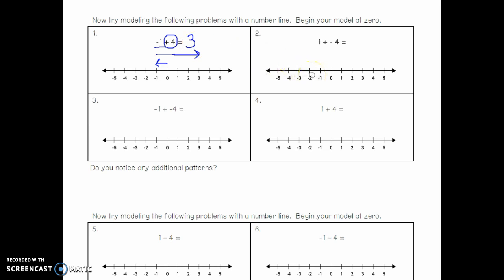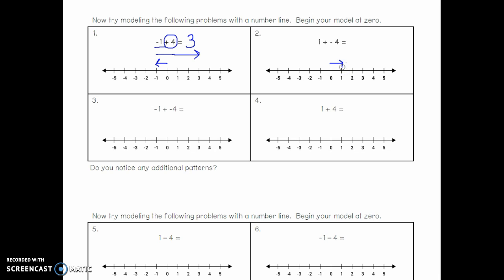Interestingly enough, look at number 2. Same numbers. It says 1 plus negative 4. So I wonder if we're going to get the same answer. It says start at 0, so we're going to start at 0, but this time it says positive 1. Always start, move left to right. So we're going to start here. We've got 1 here. Now this time it says add a negative 4.